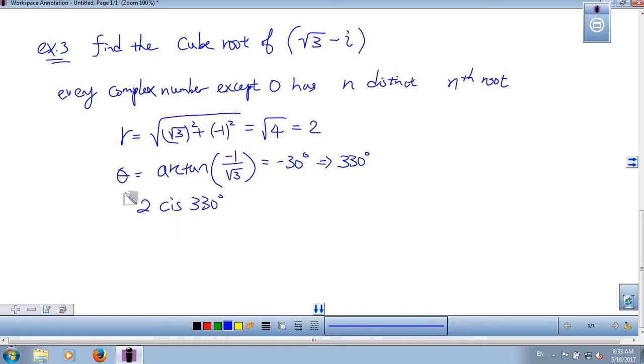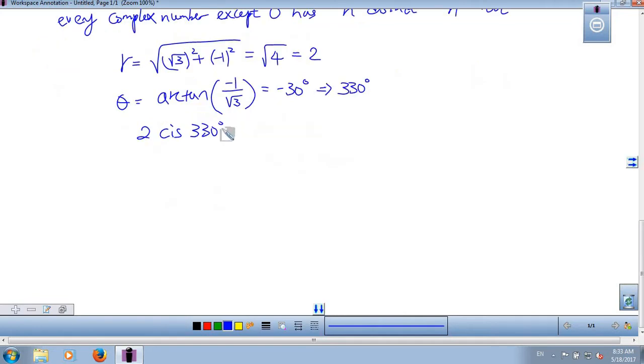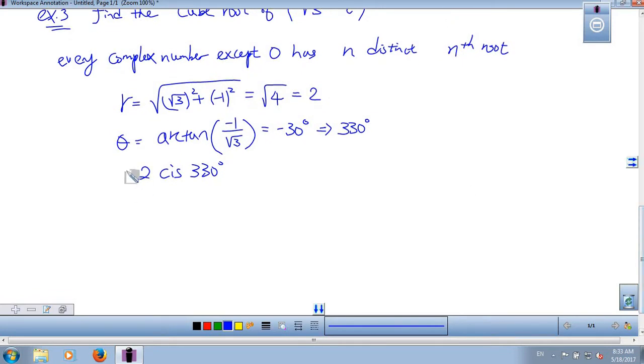Now, if we just go ahead and take the cube root, or raise this to the 1/3 power, we will only have one root. So the key is to come up with coterminal angles that are equivalent to this number. I can create coterminal angles by simply adding 360 to 330. If I do that, it will be 690. If I add 360 one more time, you will get 1050.